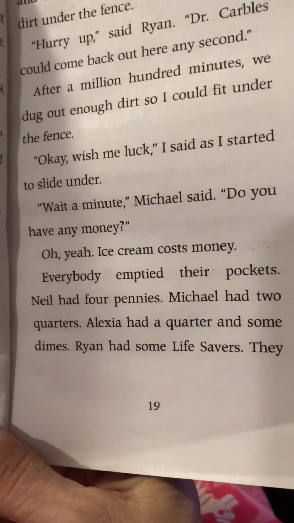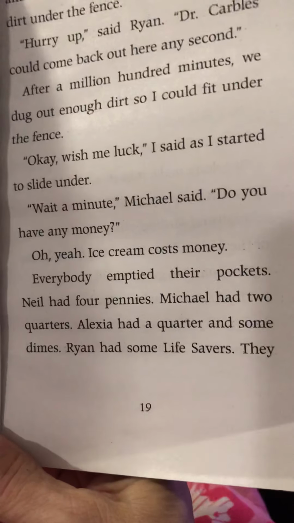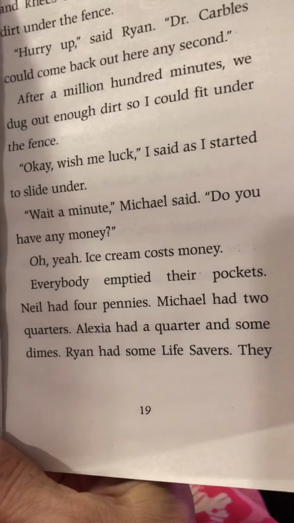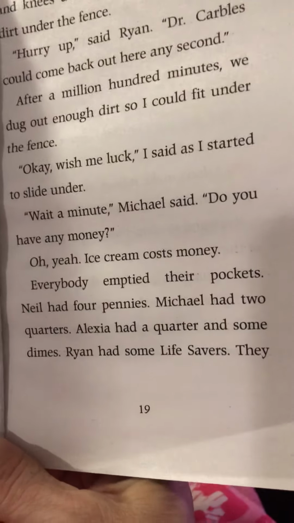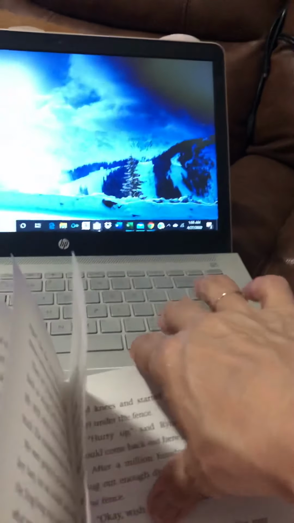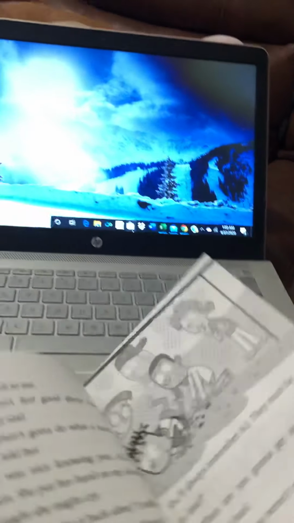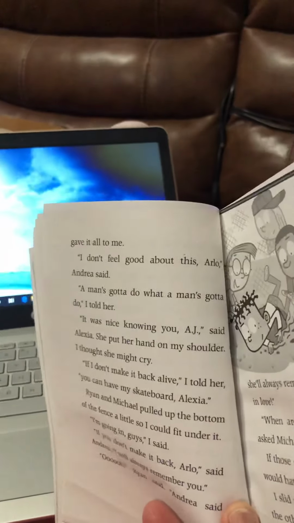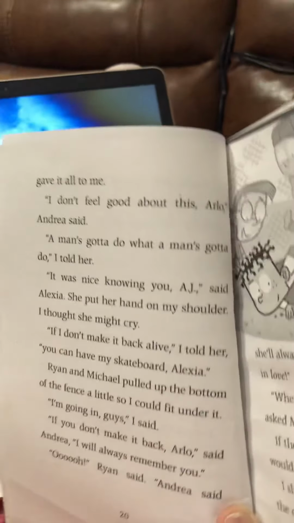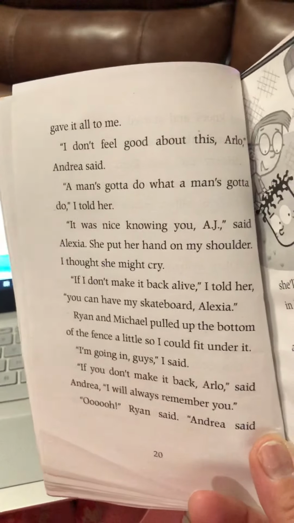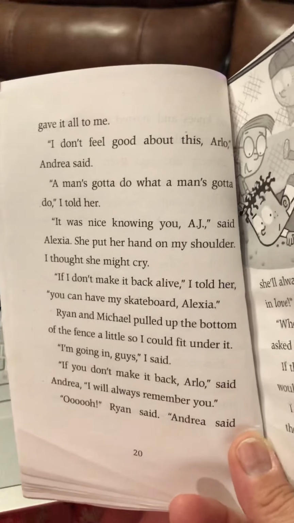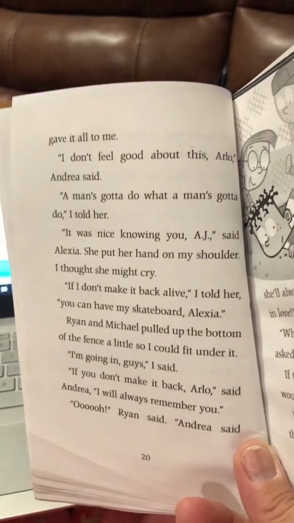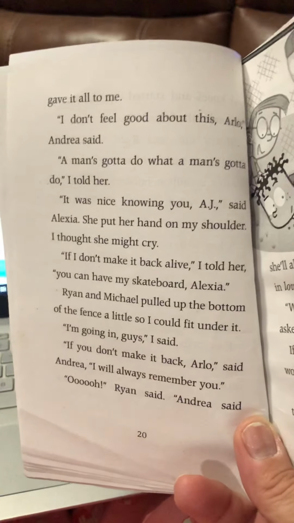Everybody emptied their pockets. Neil had 4 pennies. Michael had 2 quarters. Alexia had a quarter and some dimes. Ryan had some lifesavers. They gave it all to me. I didn't feel good about this. I don't feel good about this, Arlo, Andrea said. A man's got to do what a man's got to do, I told her. It was nice knowing you, AJ, said Alexia. She put her hand on my shoulder. I thought she might cry.